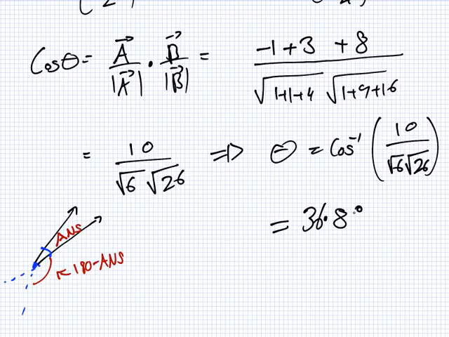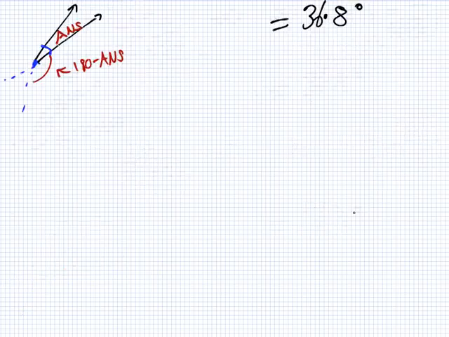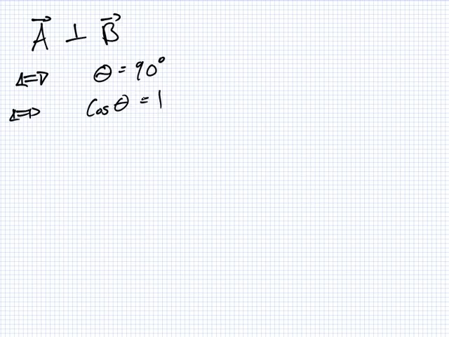Okay. Continue? Yeah. Right, so look at this now. Let's imagine A is perpendicular to B. What does that make the angle between them equal to if they're perpendicular? Well, that means theta equals 90. Which means cos theta equals 1. Cos of 90 is 0. Cos 90 is 0.